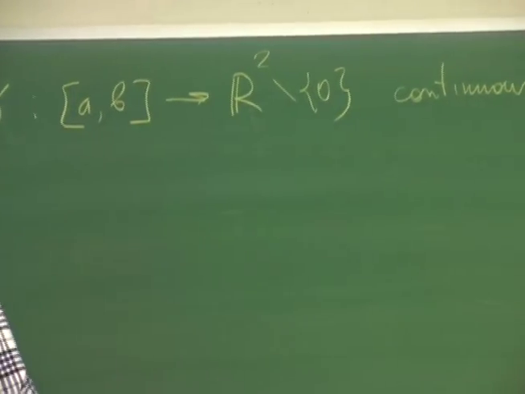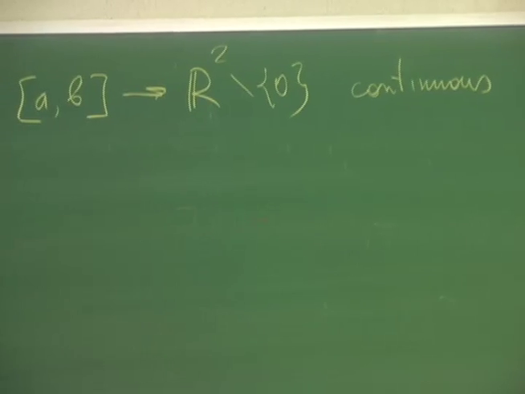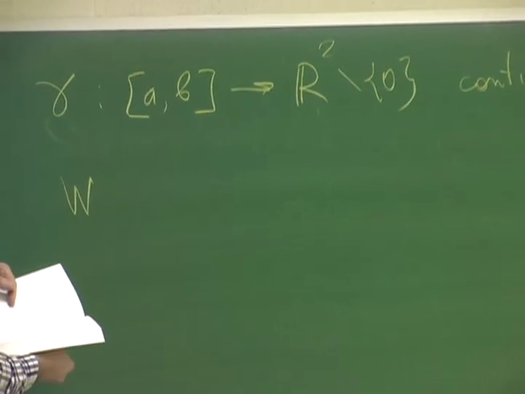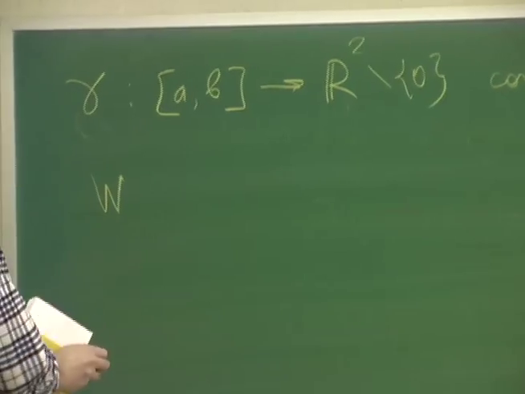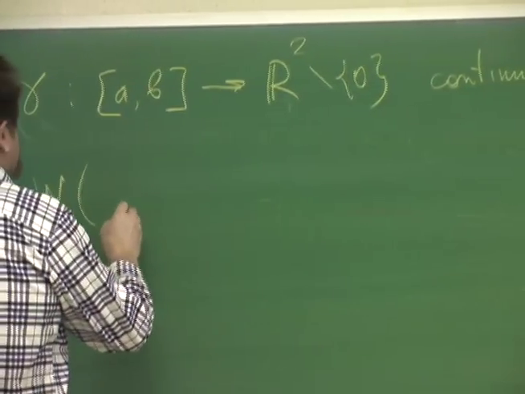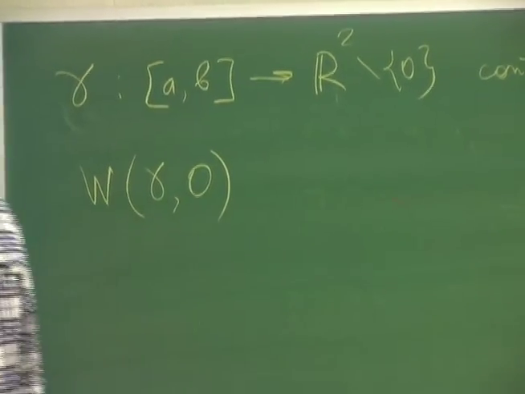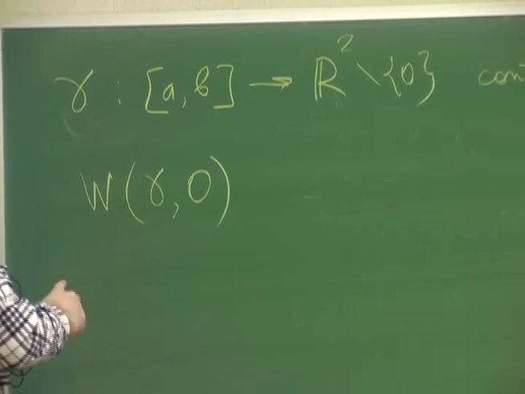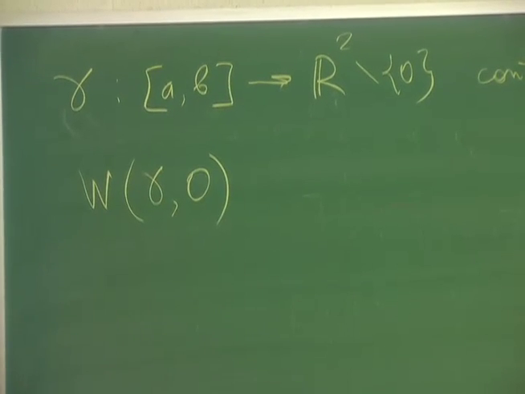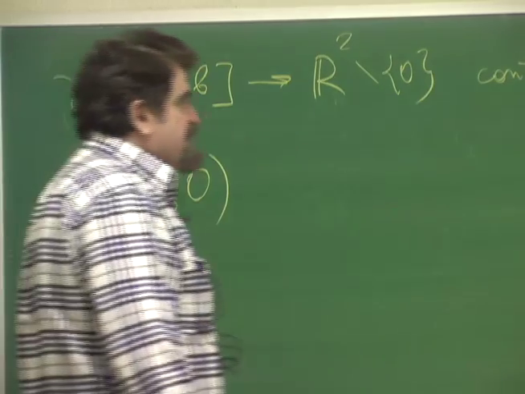We want to define what is the change of the angle on this curve about 0. The change of the angle of the curve about 0. Let me remind you something.